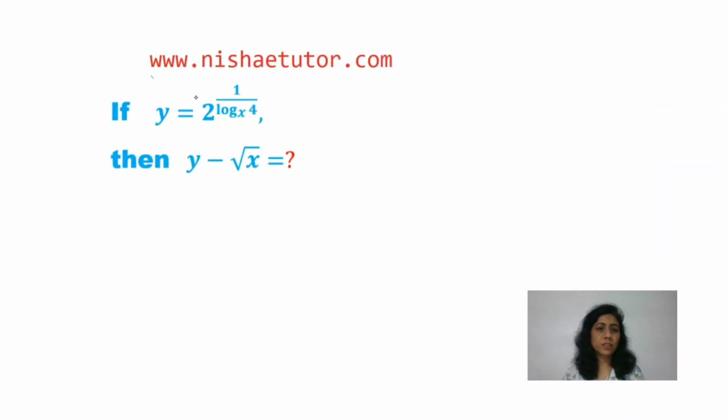So this question is really easy. If you know the logarithmic properties, you can use them here. Given y is equal to 2 to the power 1 upon log 4 base x. Okay, so y is equal to 2 to the power 1 upon log base x, and 4 we can write as 2 square.